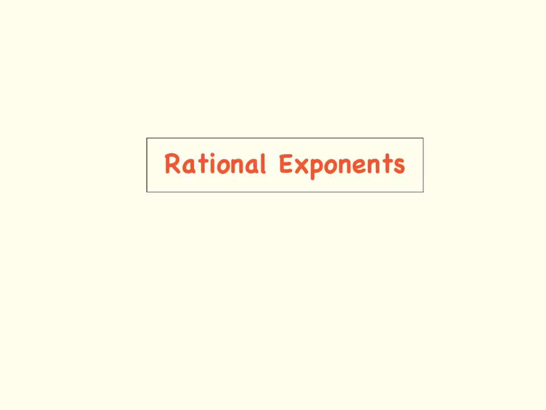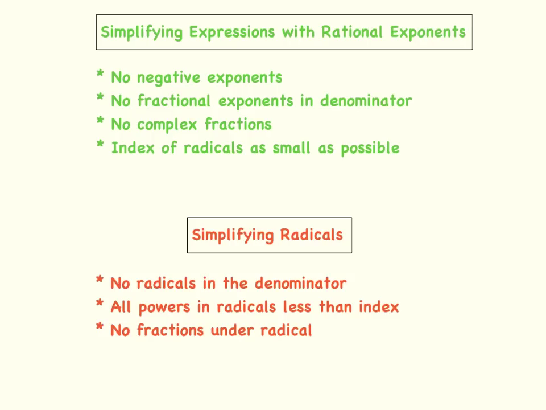Now let's get started. First, let's look at a list of rules that will help you when simplifying expressions with rational exponents. First, there should be no negative exponents. Next, there should be no fractional exponents in the denominator. The third thing, there should be no complex fractions. And the fourth, index of radicals should be as small as possible.